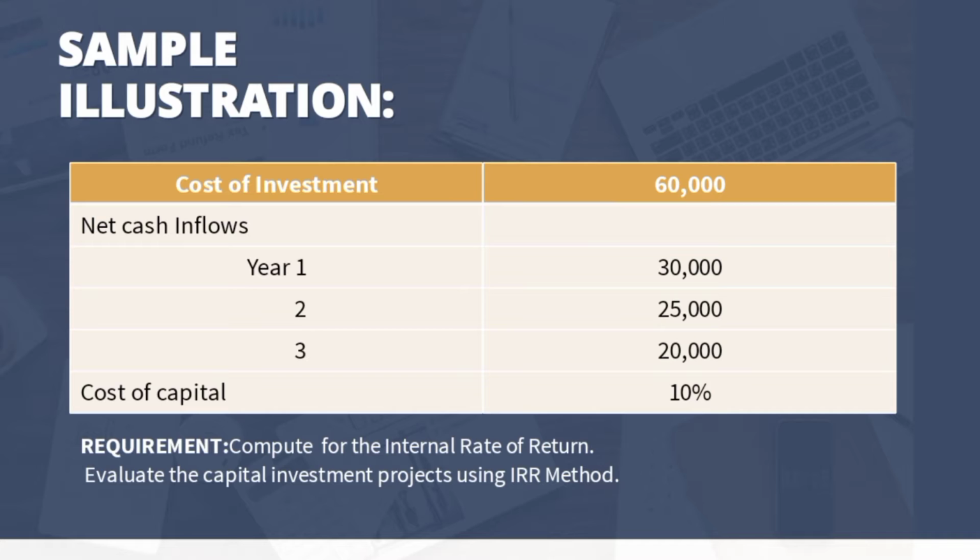So, to fully understand the process, let us try to solve this. So, we have here cost of investment, 60,000. Net cash inflows, we have first year, second year, and third year, which is equal to 30,000, 25,000, 20,000. And the cost of capital is 10%. As you can see, compared dun sa nauna nating sample problem, we have not uniform cash inflows. Unlike kanina, pare-parehas yung cash inflows. And now for the requirement, let's compute for the internal rate of return and evaluate the capital investment projects using IRR method.